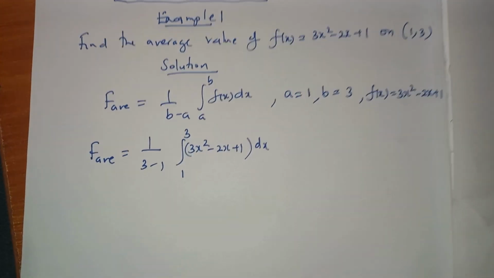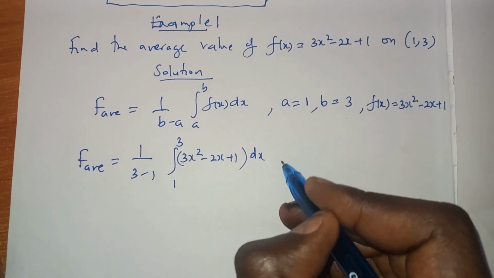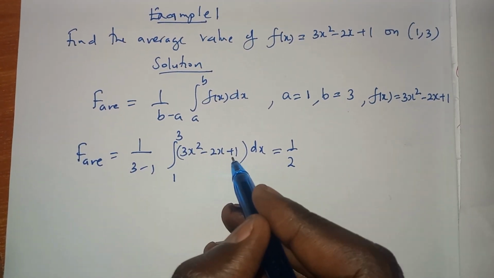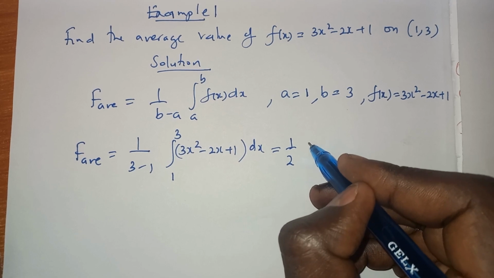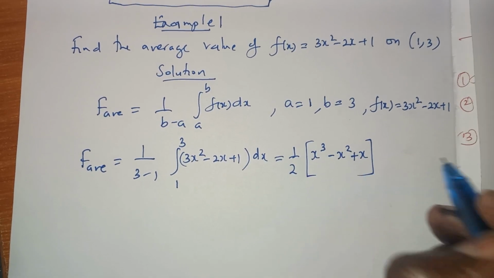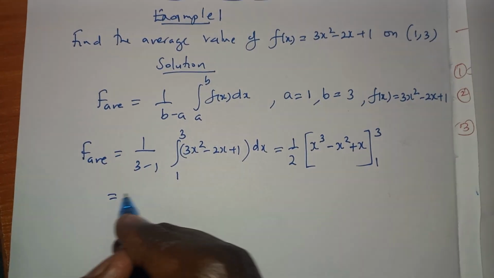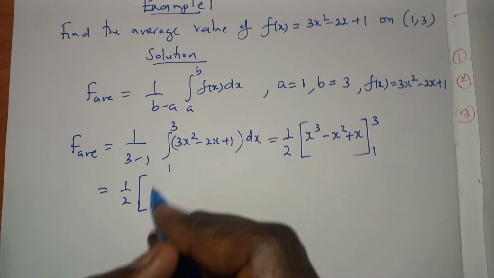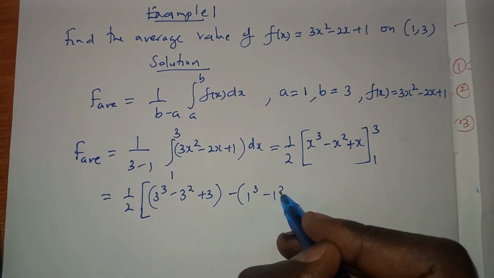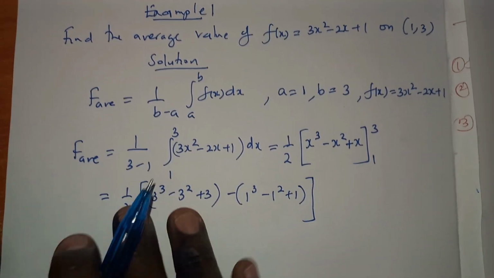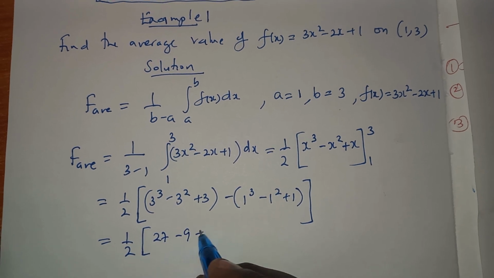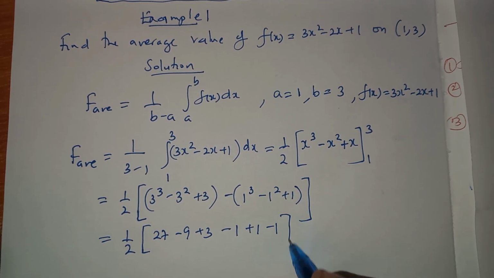So here we just use normal integration. Now if we integrate 3x squared minus 2x plus 1, we'll have x cubed minus x squared plus x, and the limits will still be 1 to 3, which is a half into 3 cubed minus 3 squared plus 3 minus 1 cubed minus 1 squared plus 1, which is equal to a half of 27 minus 9 plus 3 minus 1 plus 1 minus 1.